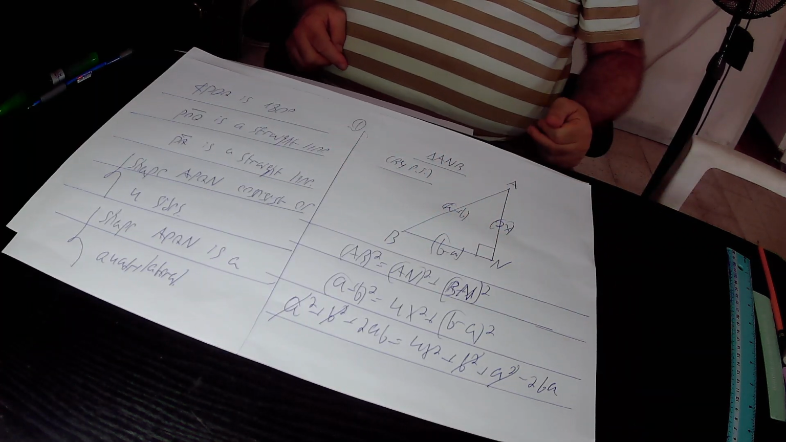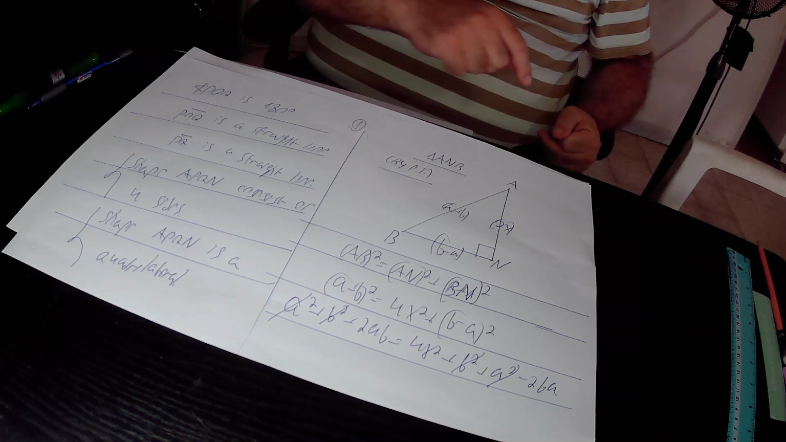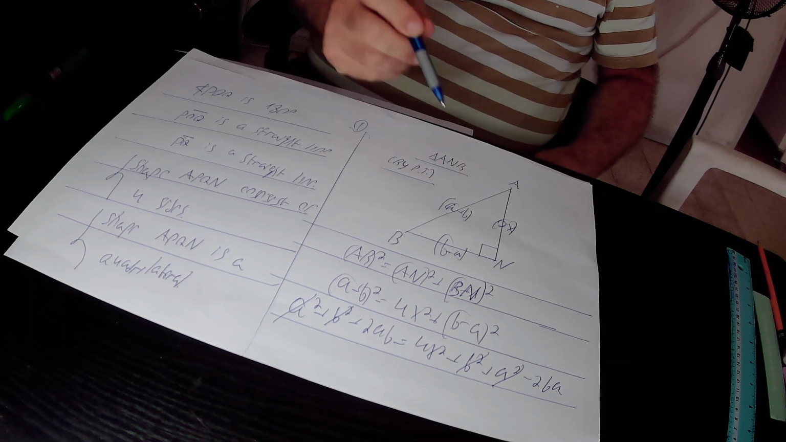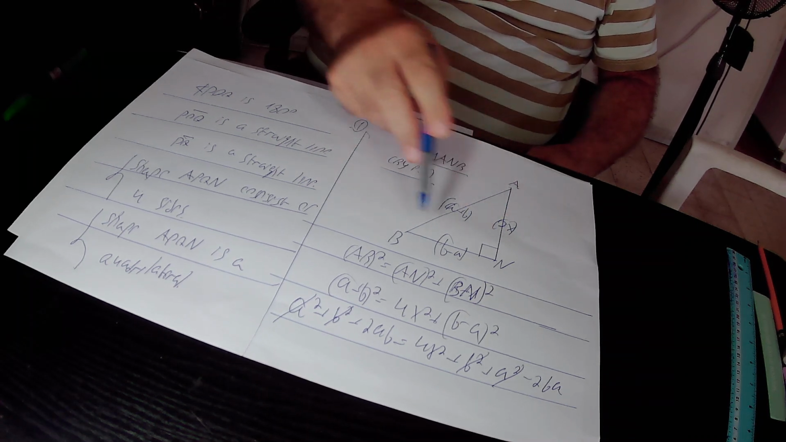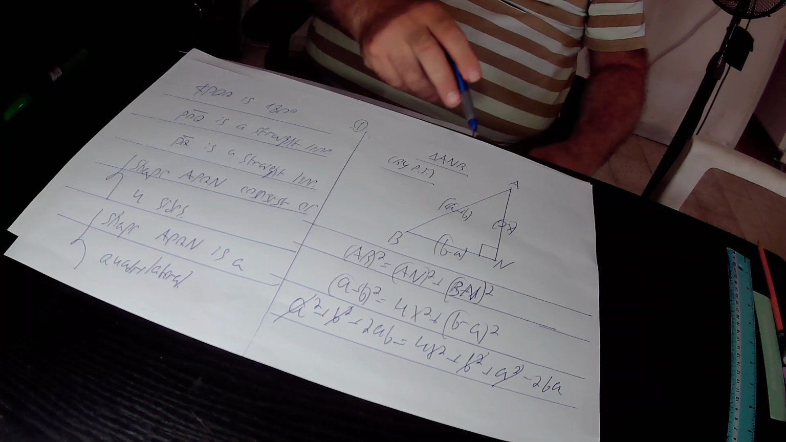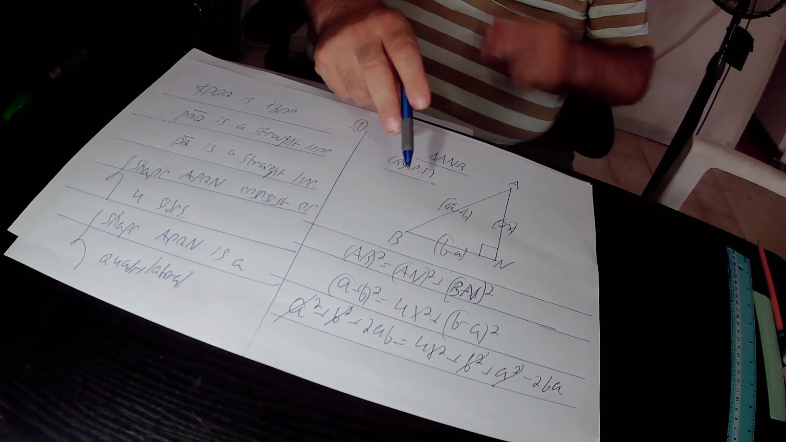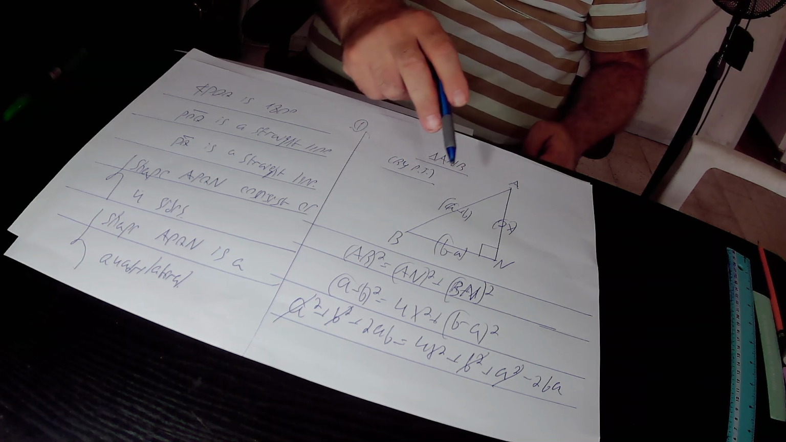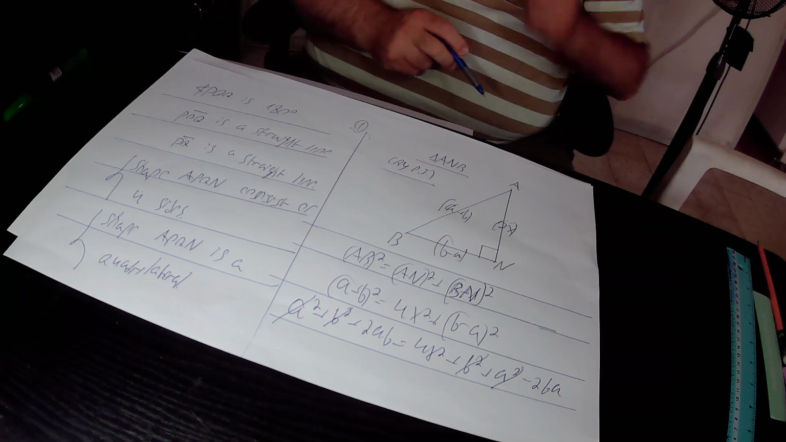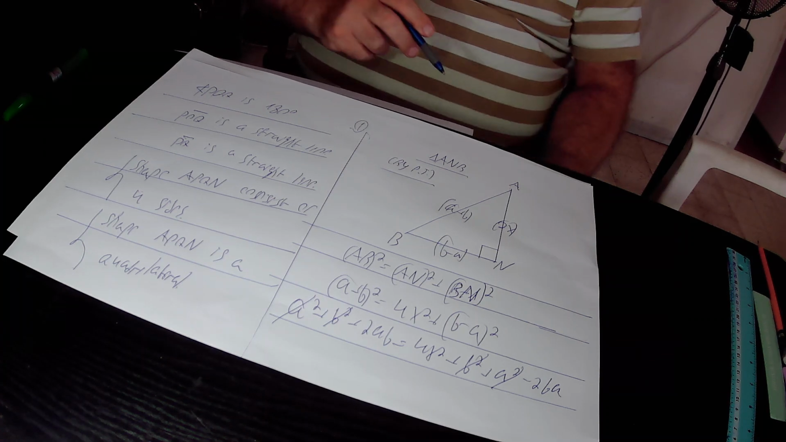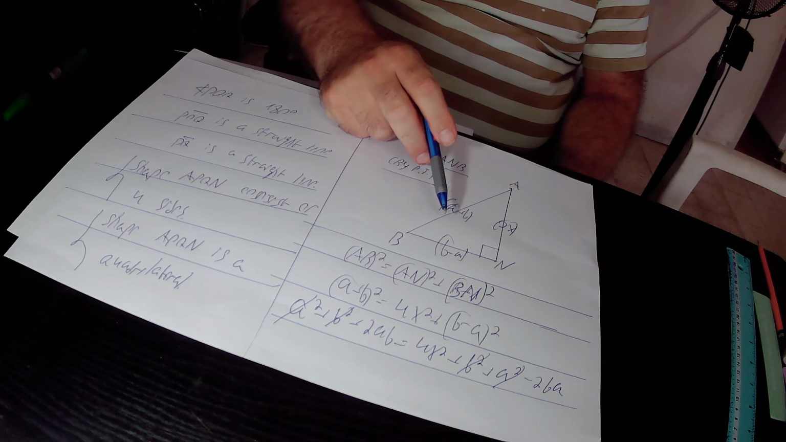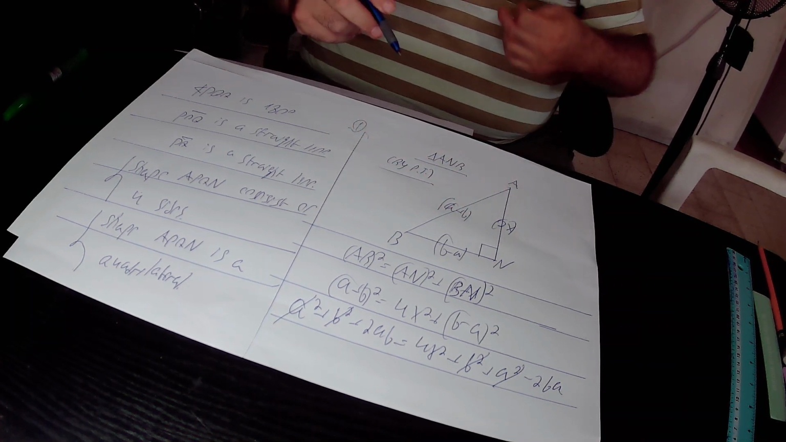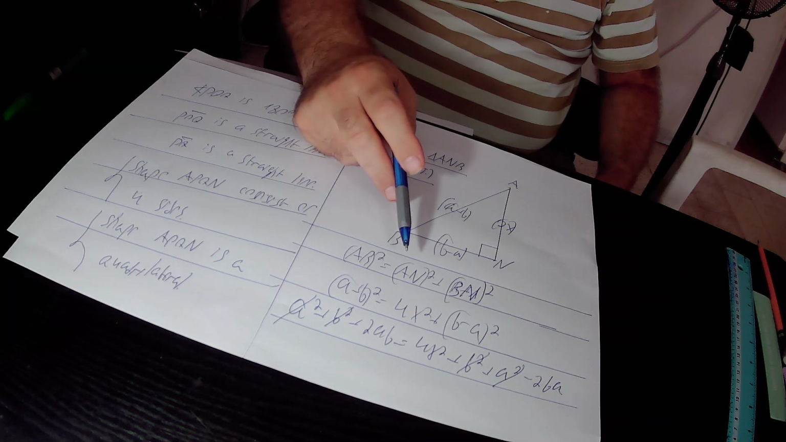In this right triangle ANB, according to the Pythagoras theorem, AB squared, that is the square of the hypotenuse, is equal to AN squared plus NB squared. AB is a plus b, therefore AB squared is (a plus b) squared, and that is equal to AN squared. AN is 2x, therefore AN squared is 4x squared, plus BN squared. BN is b minus a, therefore BN squared is (b minus a) squared. So in total we found out that (a plus b) squared equals 4x squared plus (b minus a) squared.